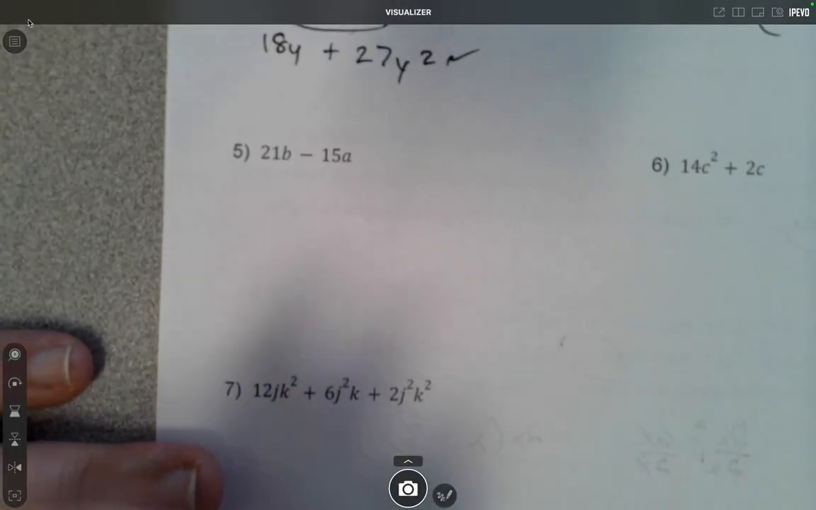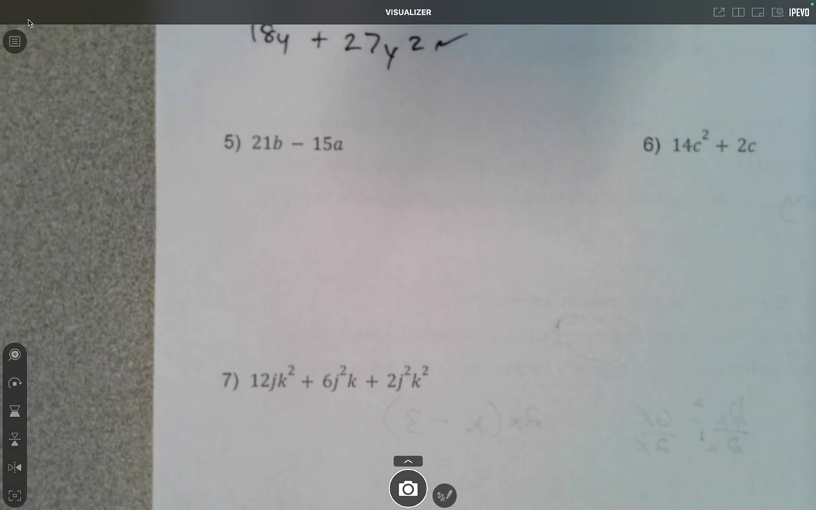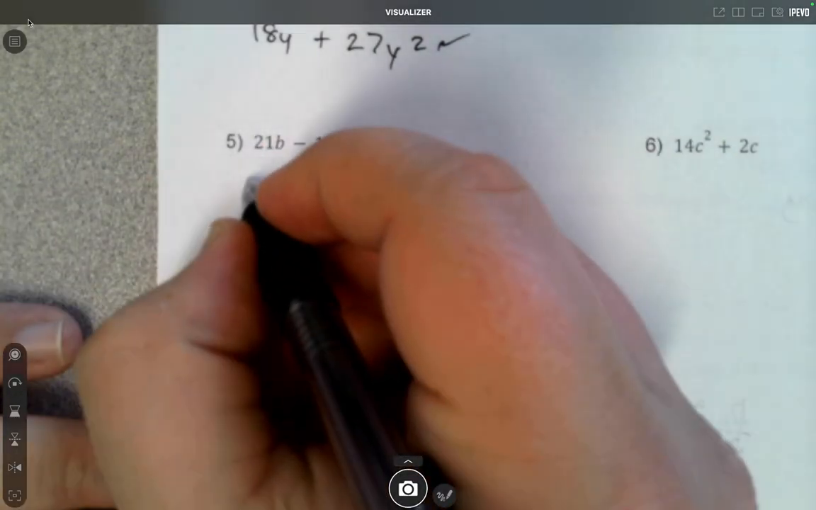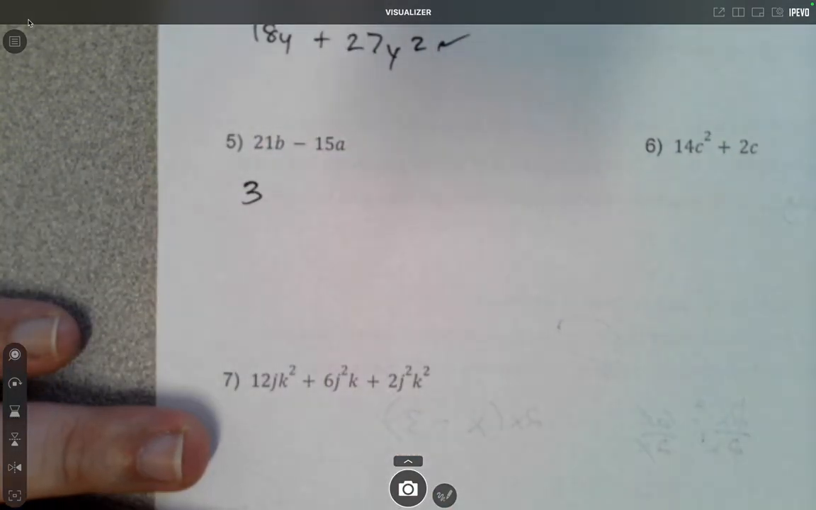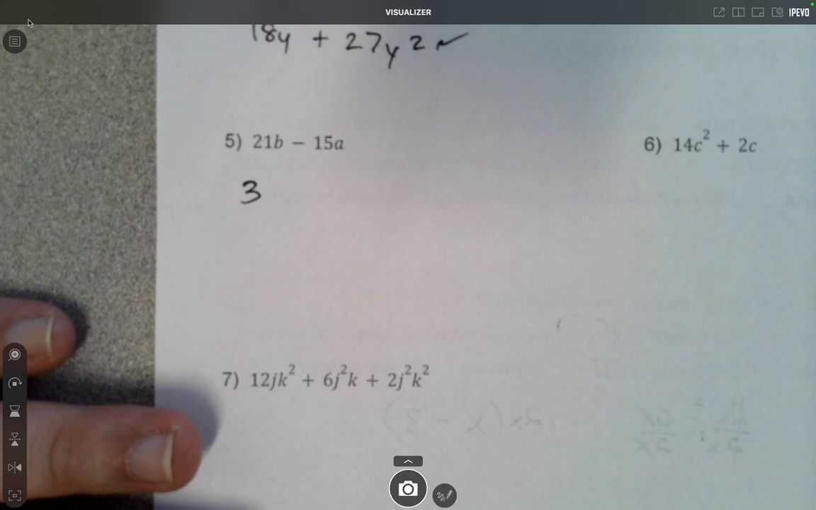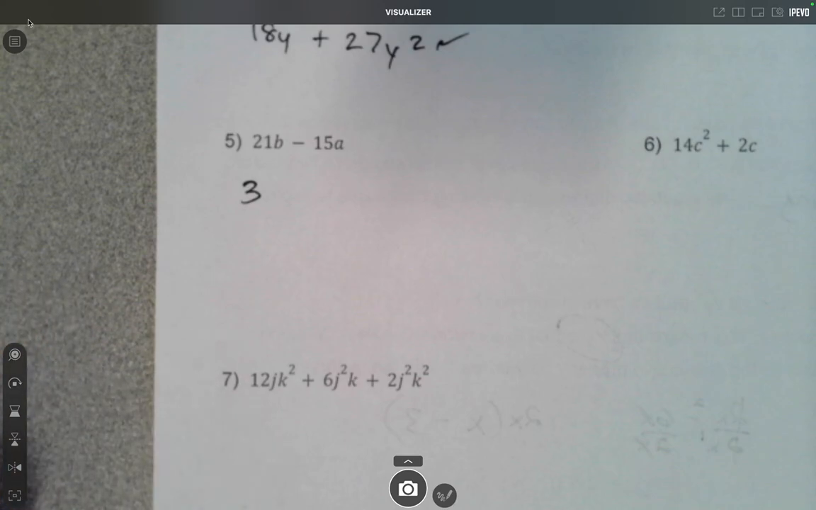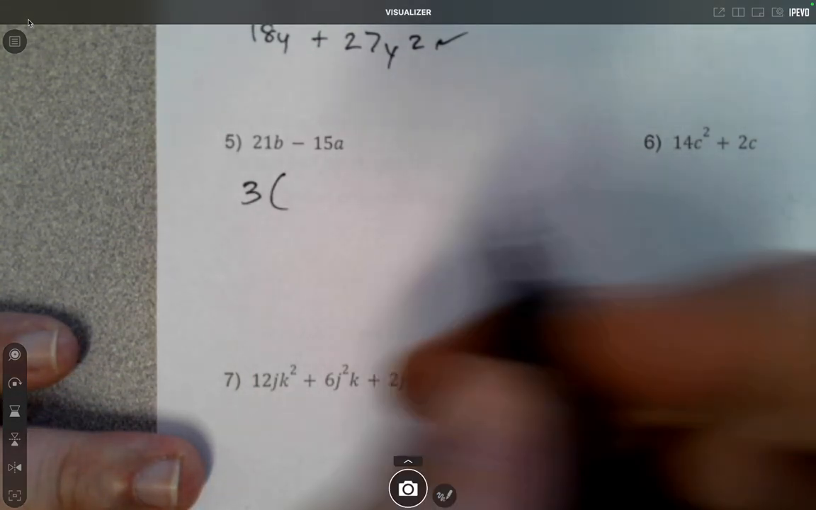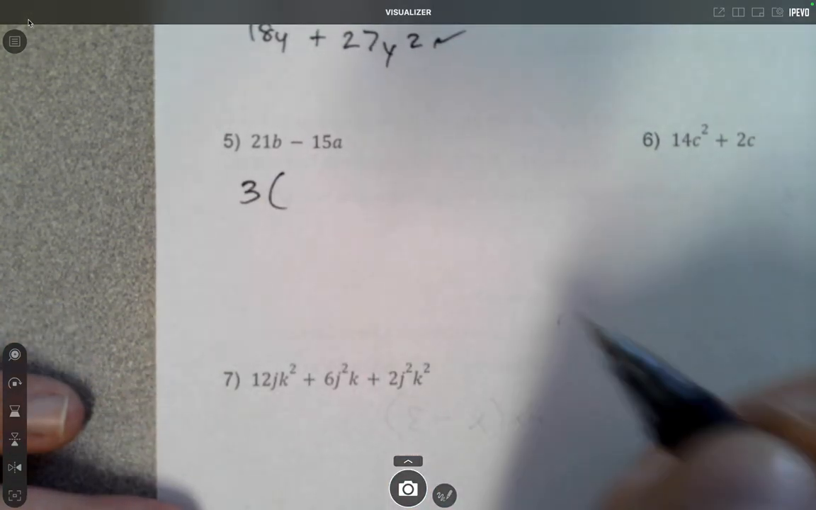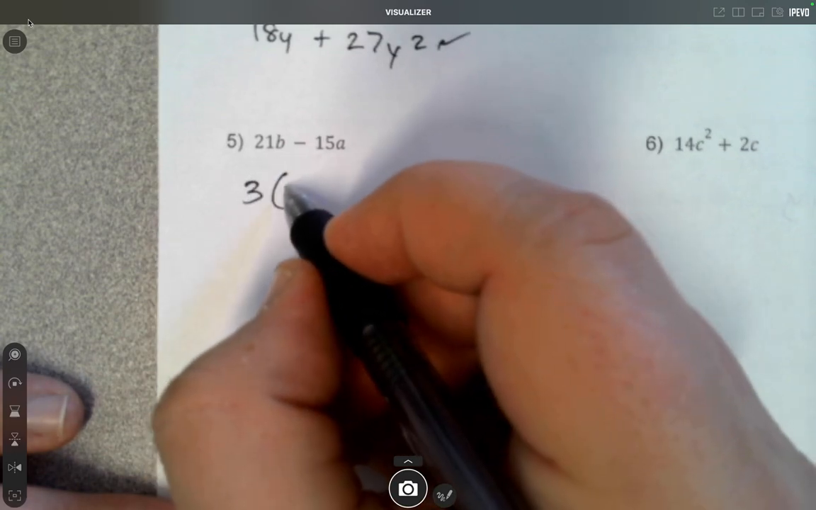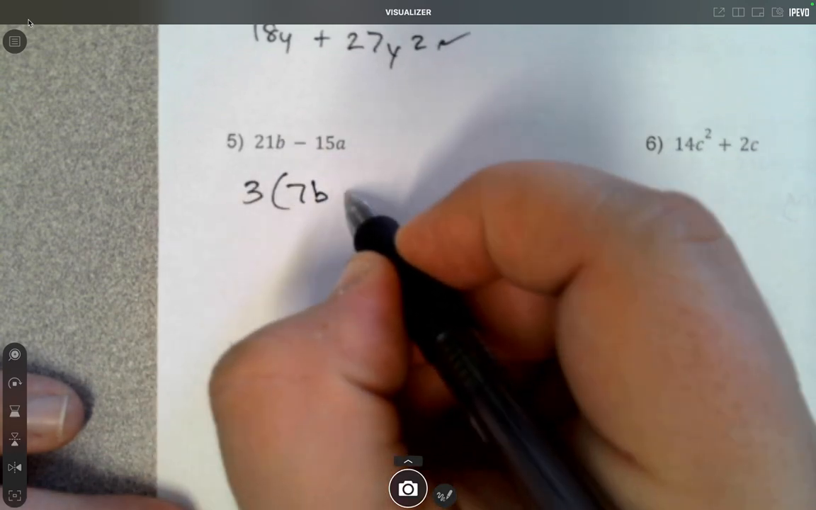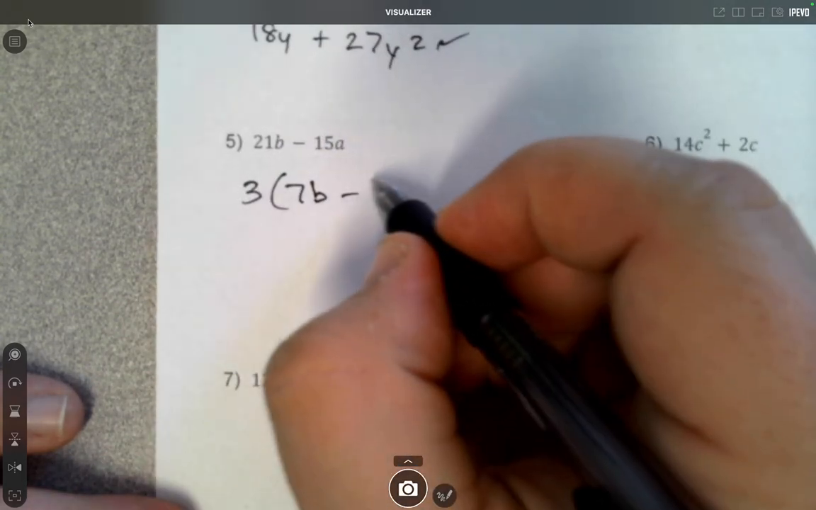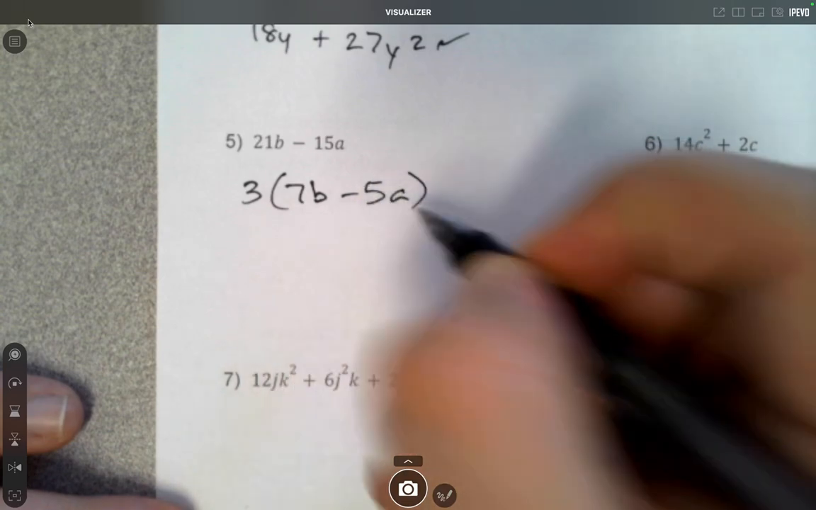Okay, number 5, we want to think first with the numbers. What's the biggest number that would go evenly into 21 and 15? Turns out for this one it would be 3. Now we look at the variables. Well, they have no variables in common. If they have no variables in common, then we just pull out a number. Only a number is its greatest common factor. 21 divided by 3 is 7, and the b didn't change. 15 divided by 3 is 5, and the a didn't change.